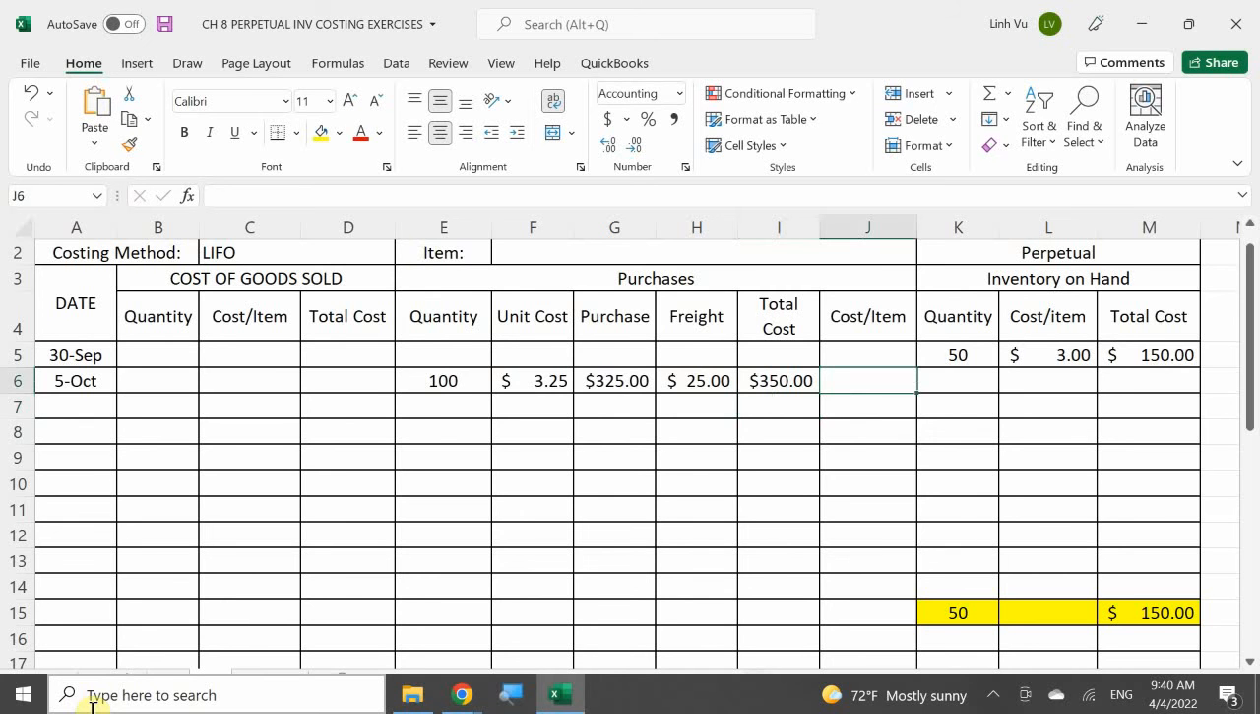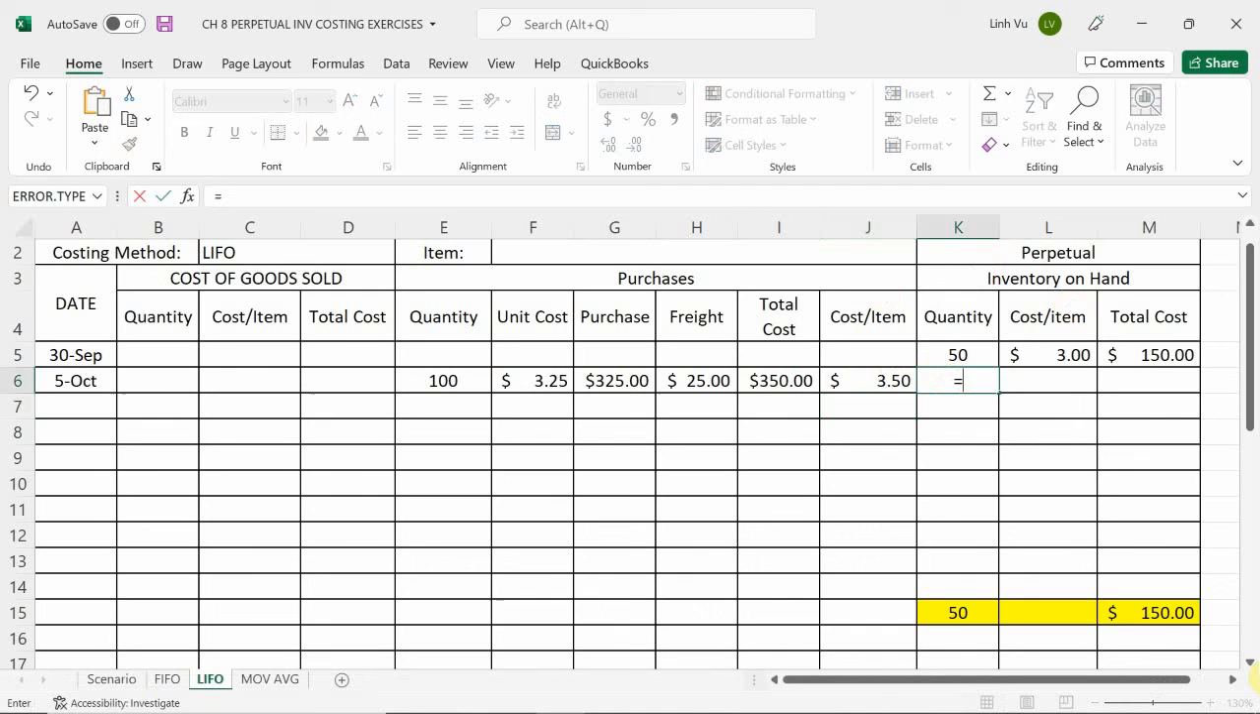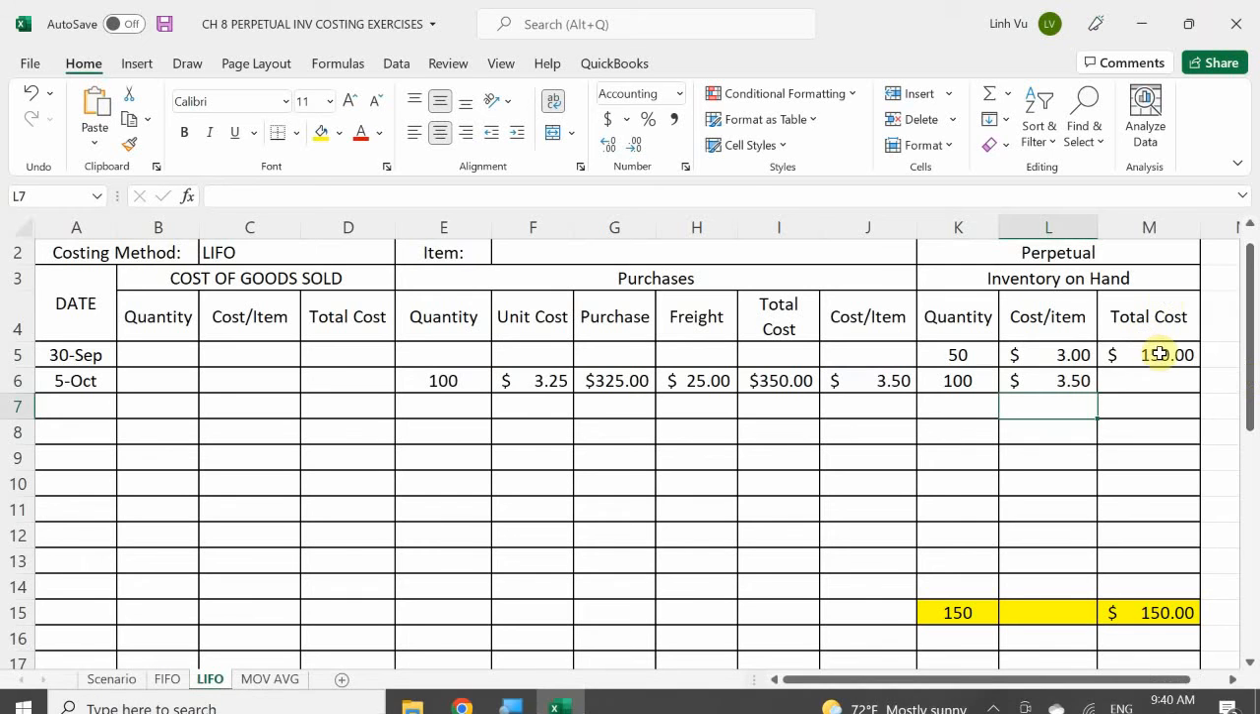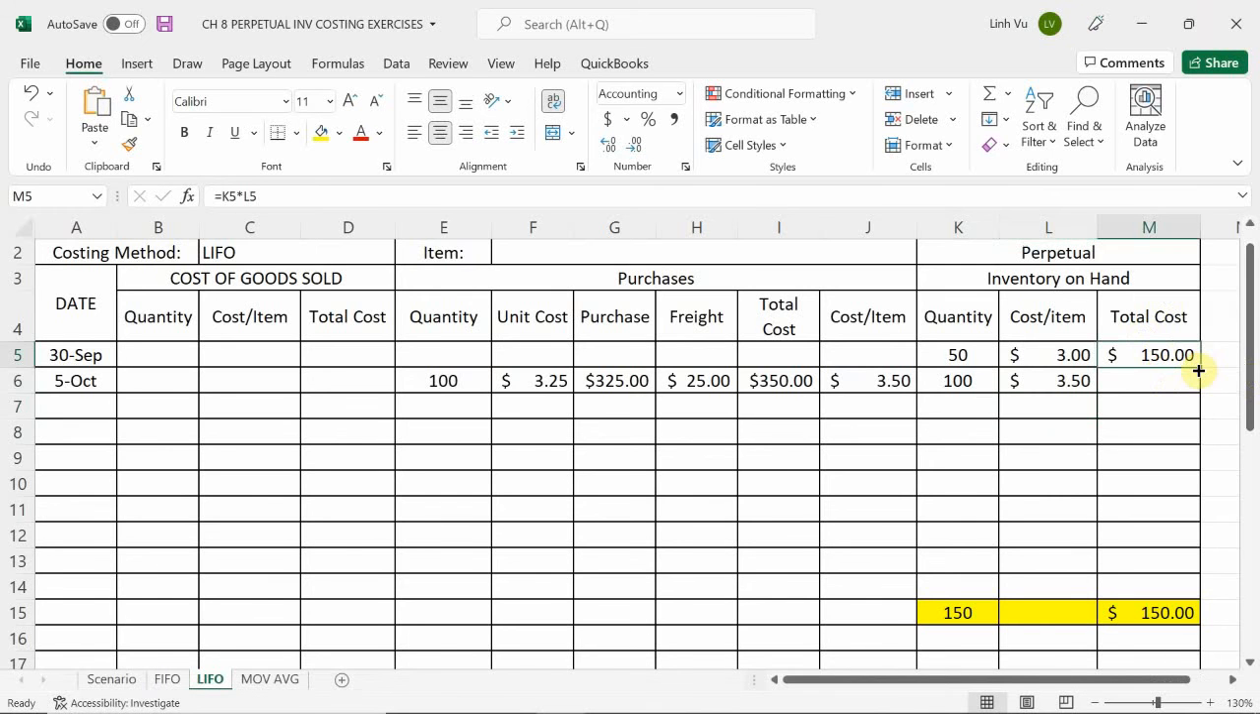$325 plus 25 is $350. So in this case, what's my cost per item going to be if I take 350 divided by 100? What's my cost per item? How much is it going to cost me per item if I sell a dispatch? $3.50 each. So I'm going to pop this into my inventory worksheet. I just purchased 100 units at $3.50 each, which gave me a grand total of $350.